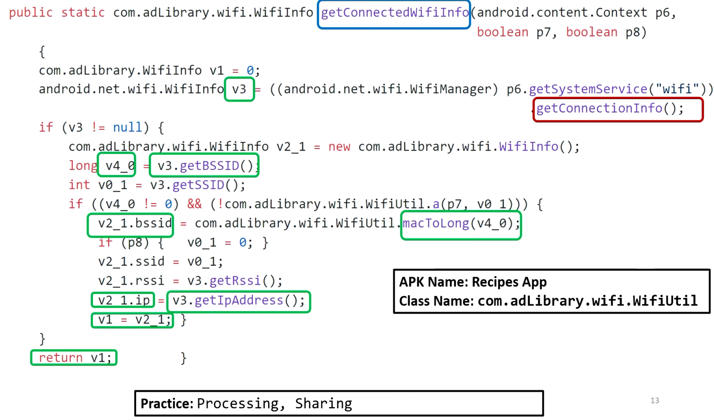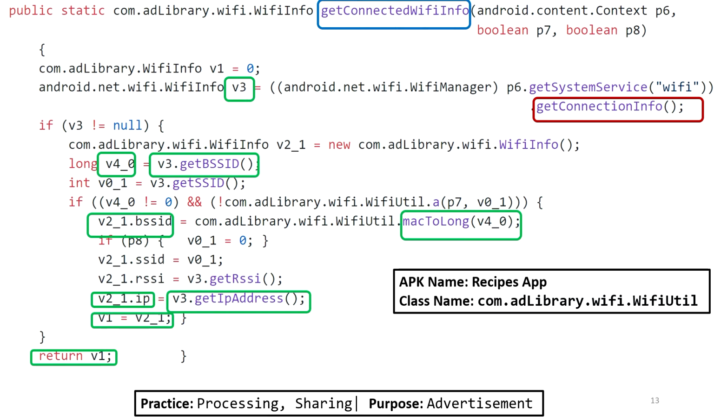We can also label sharing because the class name and the APK names are not the same. And that means that the code segment is from a third party. If the code segment is supposed to be from the first party, then the class name will be derived from the APK name. And the purpose we have labeled this as advertisement because the third party library is an ad library.